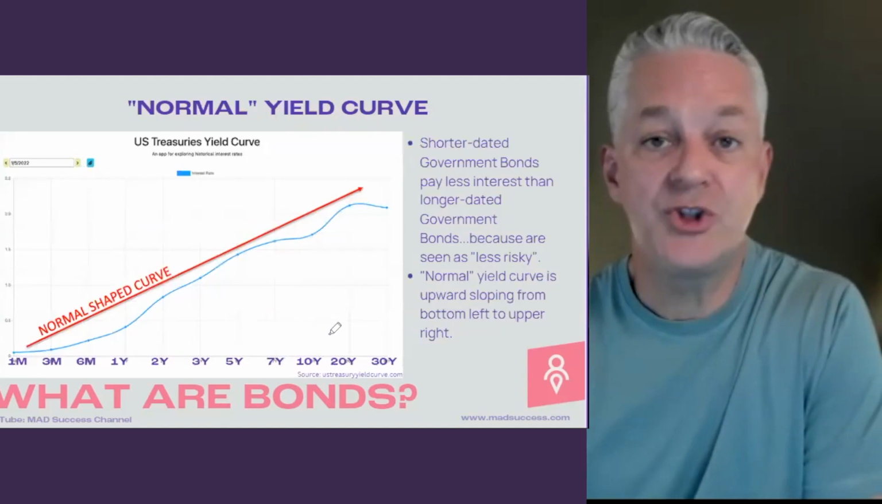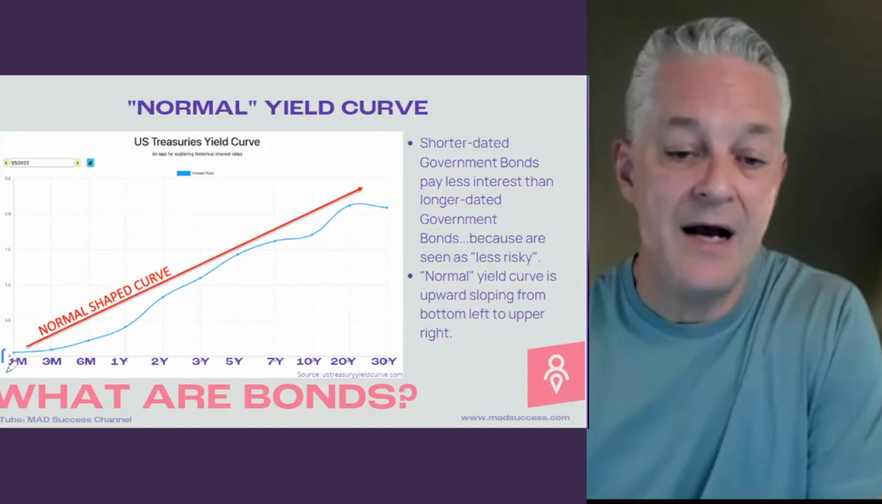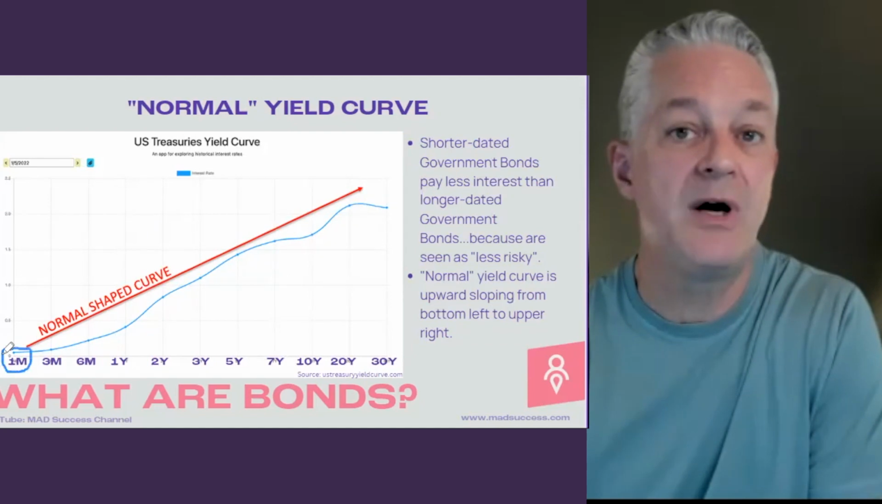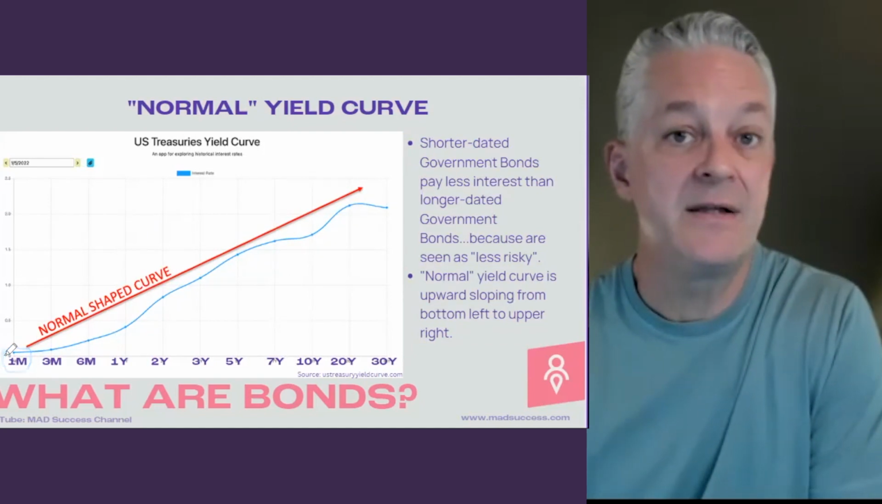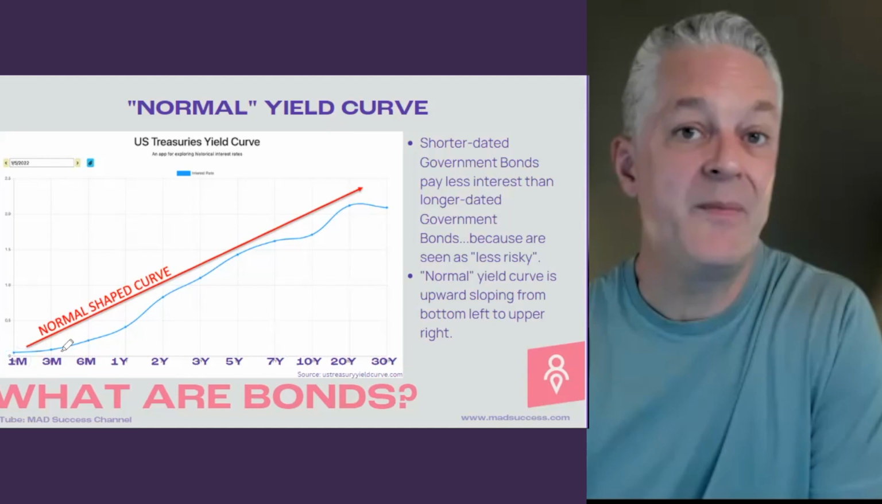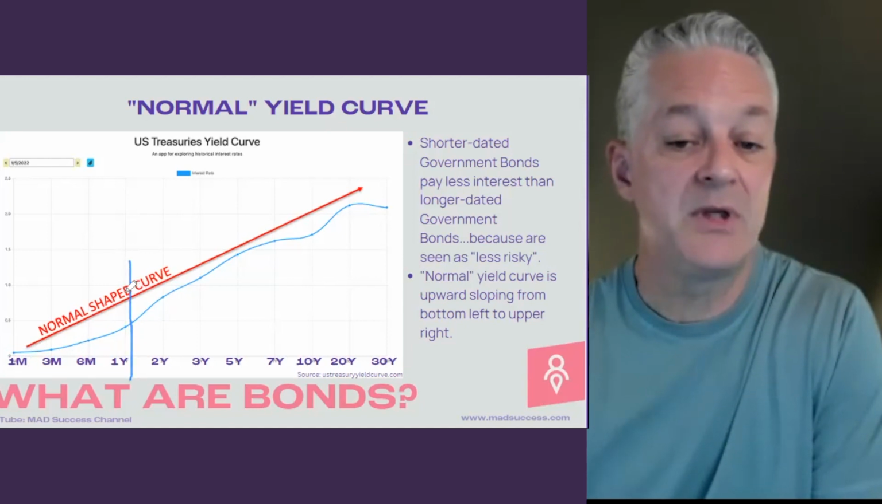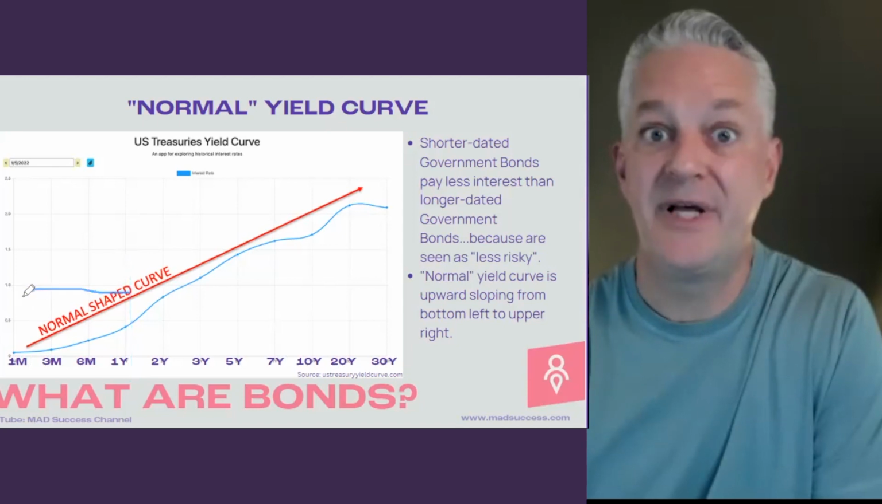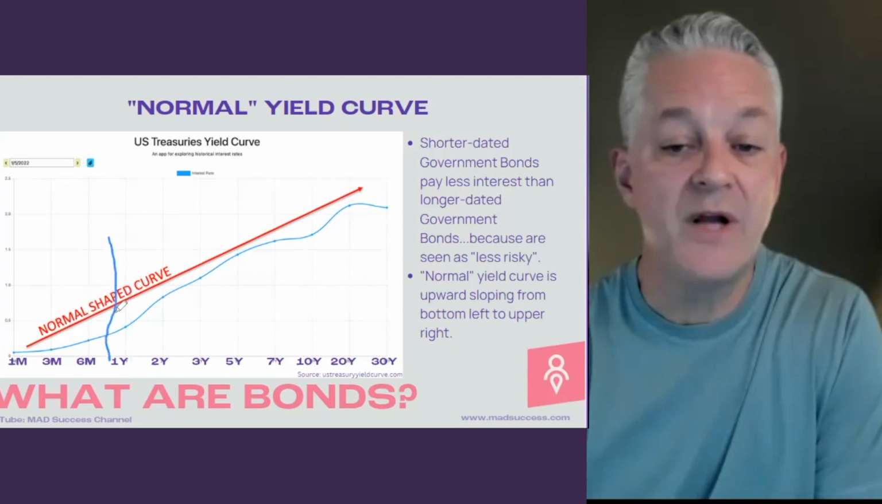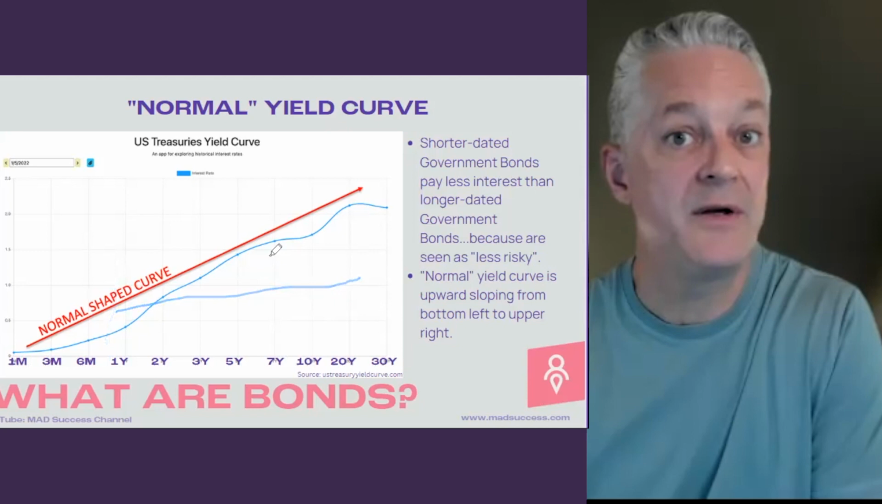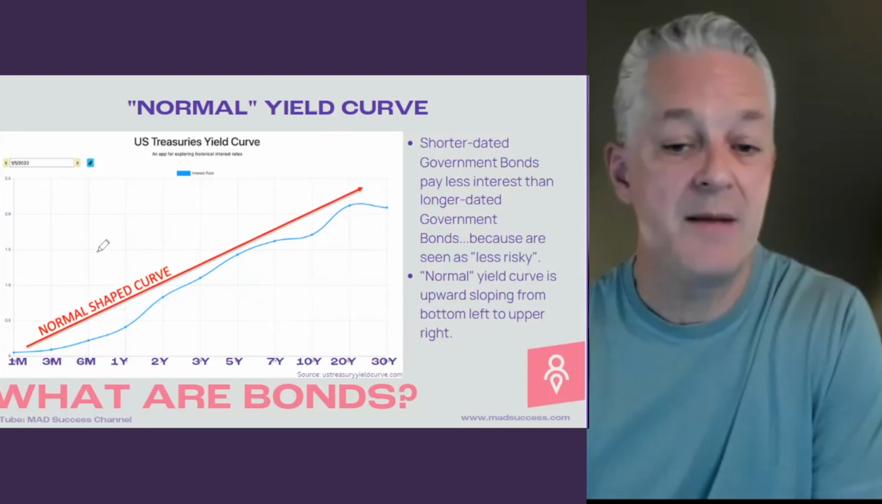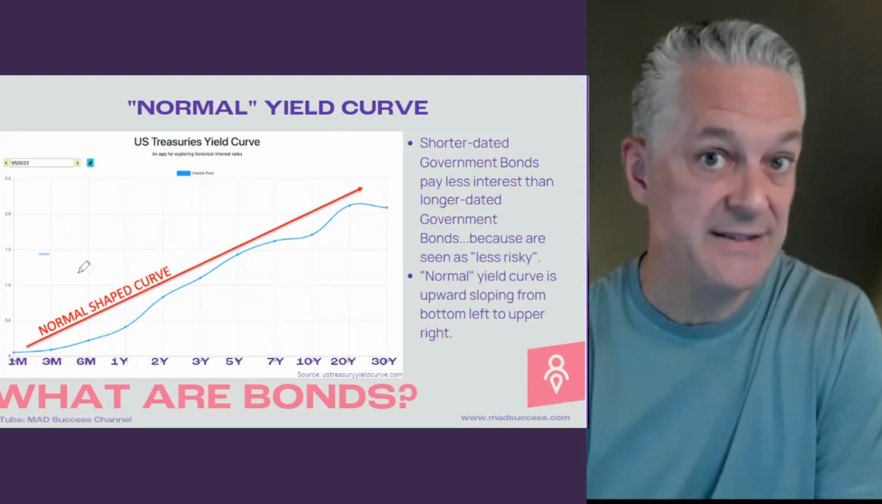So a normal shaped yield curve starts down at the short maturity bonds and bills. A bill is a US government bond that is less than 1 year maturity. So anything below 1 year is called a bill. Anything above 1 year, 1 year and above, is called a bond. So these are treasury bonds, and below 1 year are treasury bills, okay?